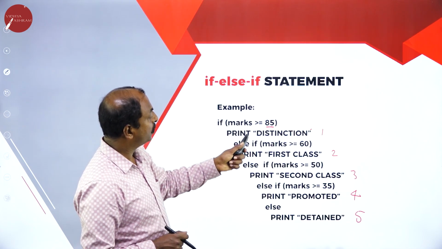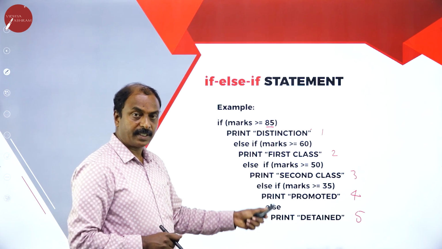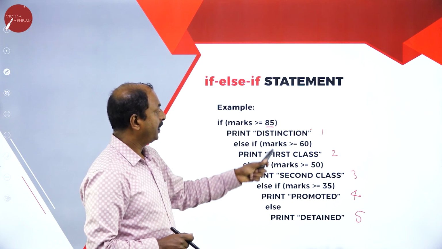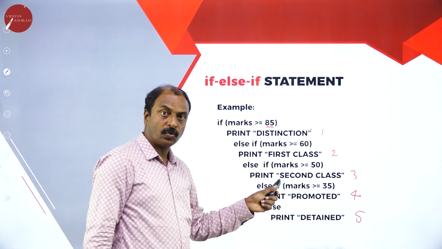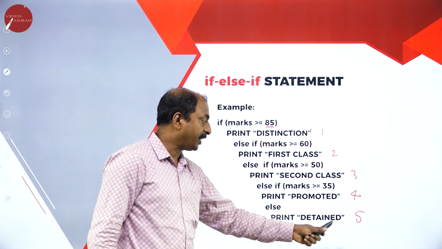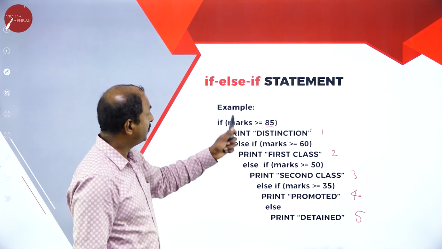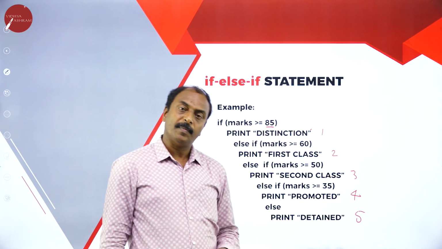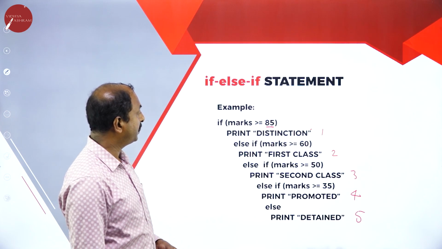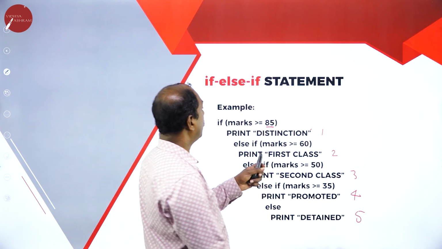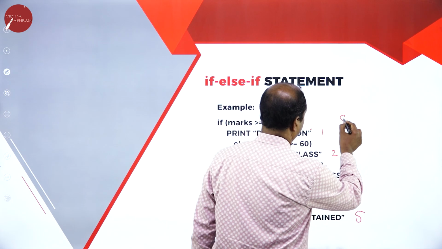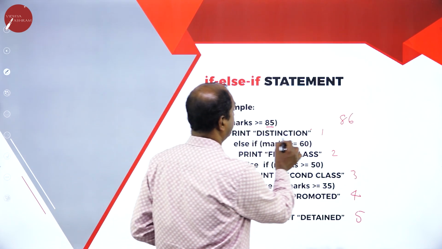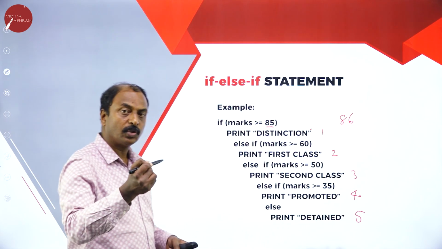Similarly, it goes one by one, one after another, in the same order. So even at last, if none of these conditions are true, it prints the answer as detained or fail. So this is how it's going to work. This is called a multiple way branching statement. Now let us take an example. If the marks scored by a student is 86, then according to this condition, it is going to print the result distinction and comes out of it.